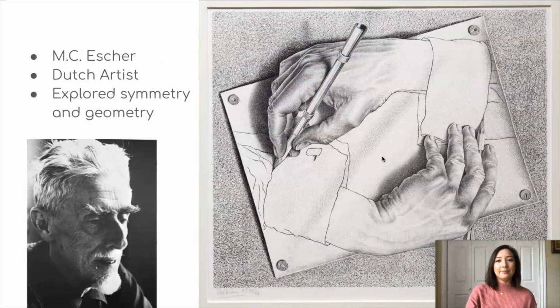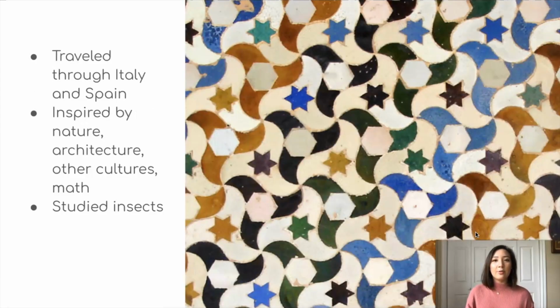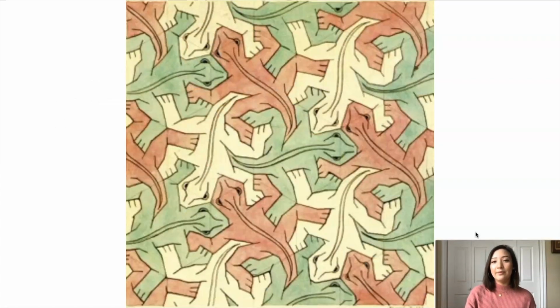So this artist, MC Escher, he explored symmetry and geometry in his artwork. You can see that here with the two hands and the pencils. And he also made this artwork with tiles, and so he traveled through Italy and Spain, and he was inspired by the different cultures, the architecture, nature, and he also studied insects. So for this project, we are going to create our own insect. Here's another artwork that he did, so you can see the repeating images kind of create like a puzzle, right?